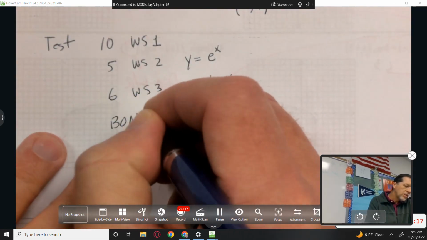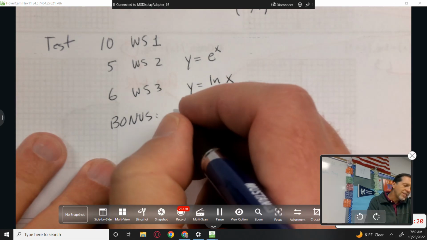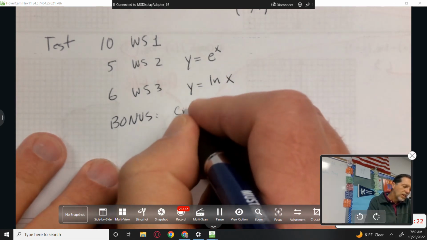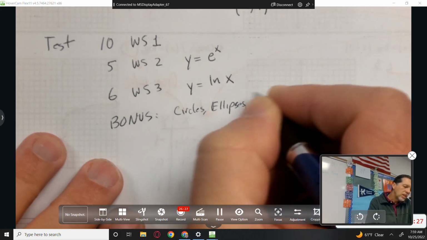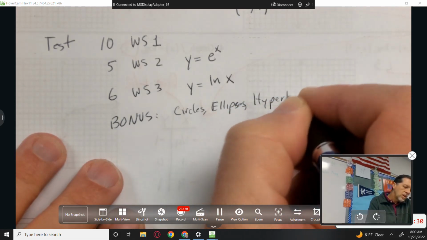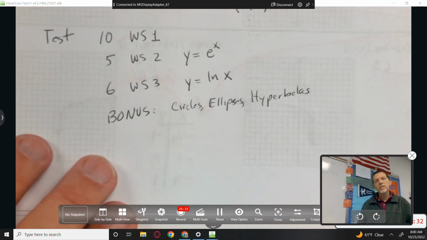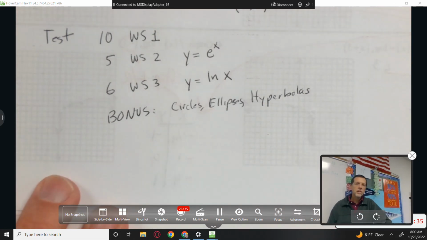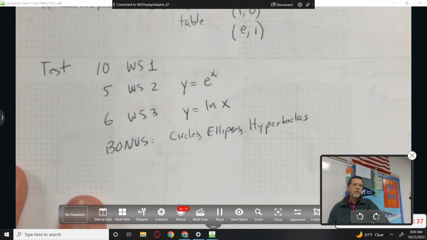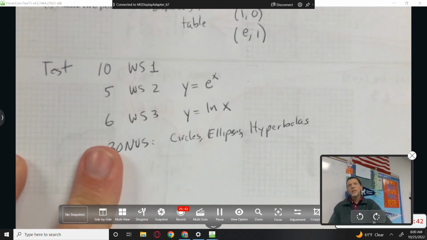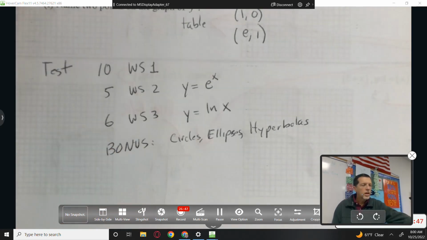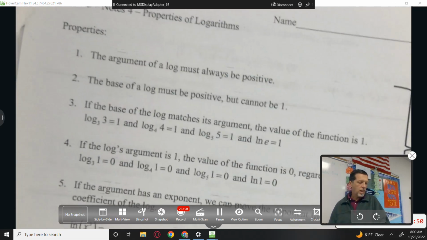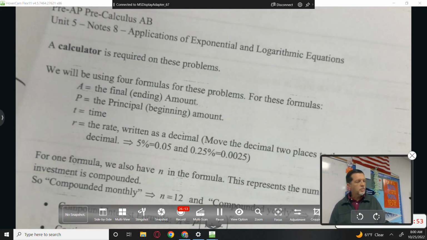There is a bonus, and it's from the last unit, which is the circles, ellipses, hyperbolas unit. So there's a little bit of hint there. Okay, again, so tomorrow we'll come in, I'll answer questions from worksheet 3, hopefully get everything cleaned up and cleared up. Then we'll take the test, and then we'll do notes for the next day, but the next day notes are pretty easy.